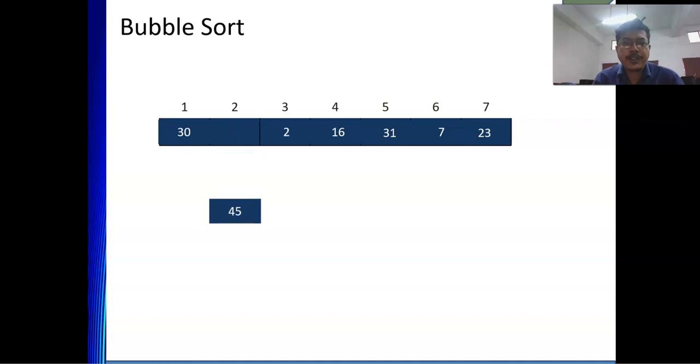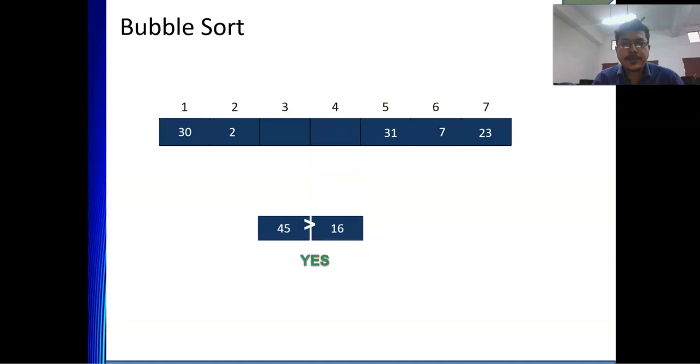Now I take 45, then I take 2. Yes, 45 is greater than 2, and I swap it. Next, again 45 and 16. 45 is greater than 16, so again you can see the swap. Thus you can see 45 is moving, right? Next, 45.